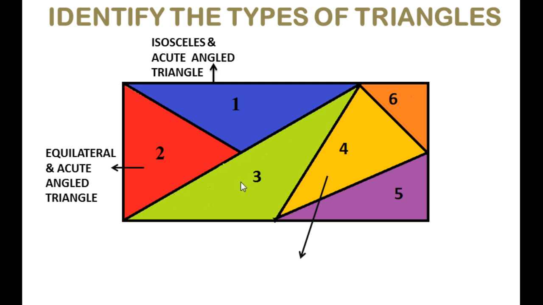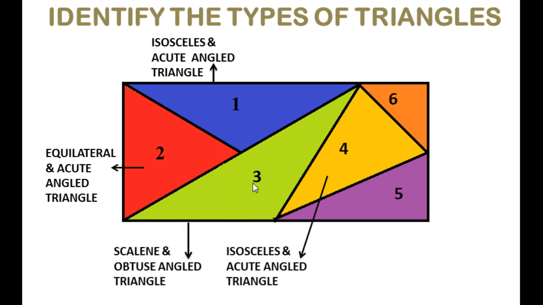Okay, now look at third and fourth figure. Third figure, can you notice this angle? This is greater than 90, right? So what is the name of third? It is scalene first of all, and obtuse angled triangle. And talking about fourth, isosceles we have discussed, and each angle is less than 90, so it is acute angled triangle. Okay. So now moving on to fifth.